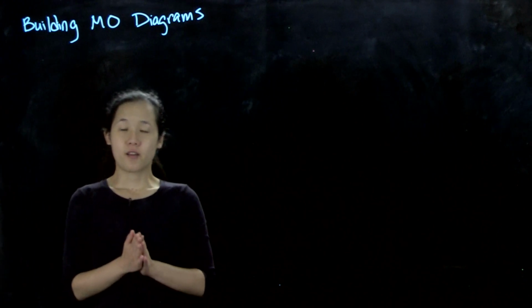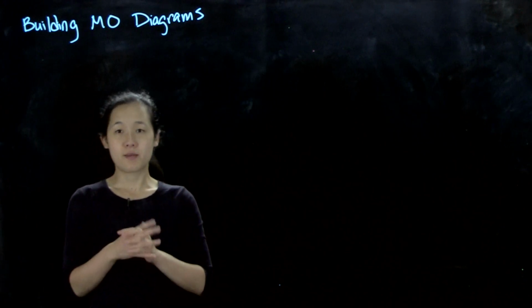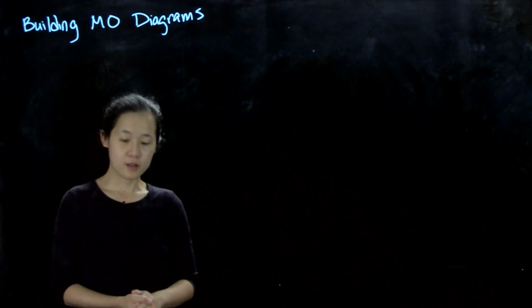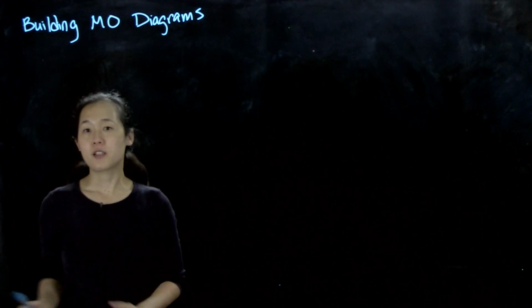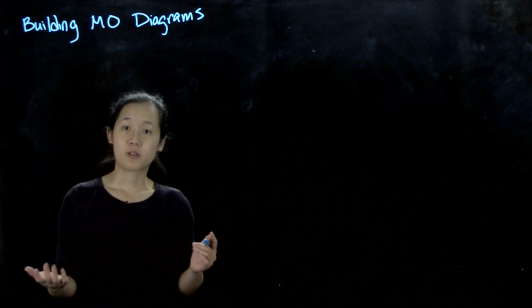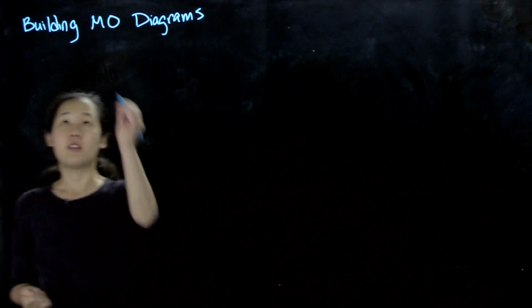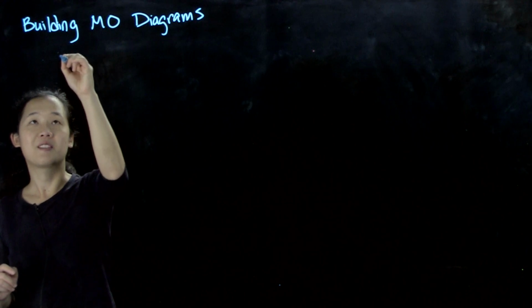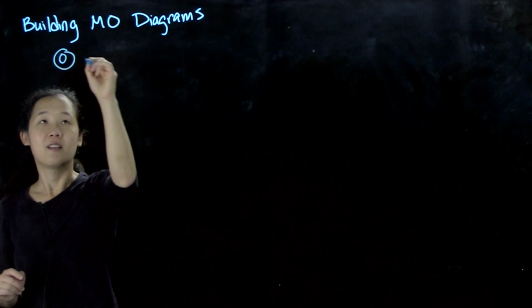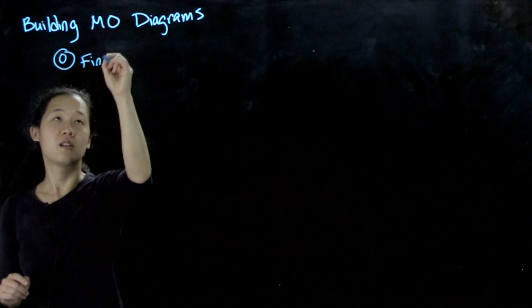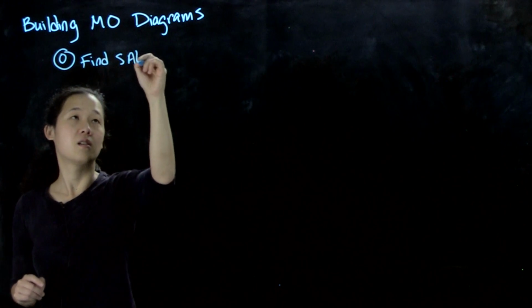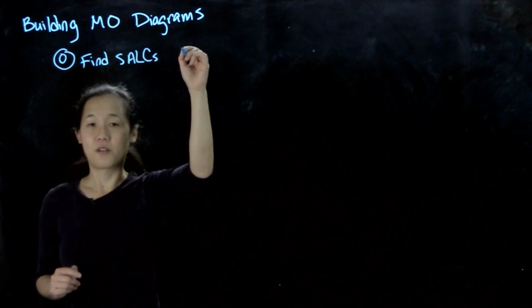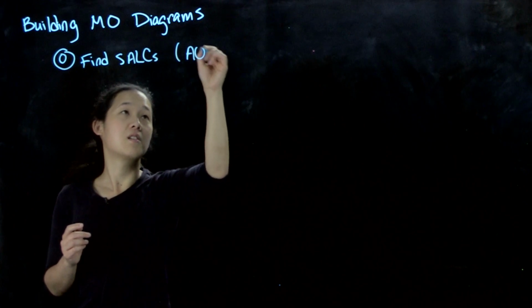Okay, so in the last video, we figured out how to build symmetry-adapted linear combinations of atomic orbitals. And this time, we're going to actually use them to build molecular orbital diagrams. So we start with what we talked about in the last step. So steps previously, which I'll call step 0 here. Find your SALCs. And then also your central atoms from the atomic orbitals.